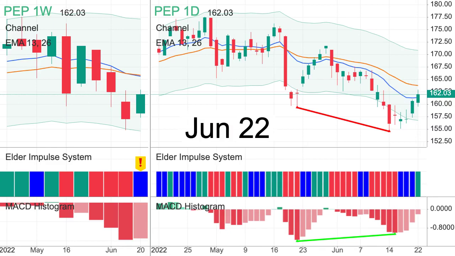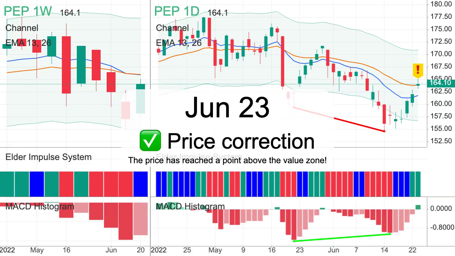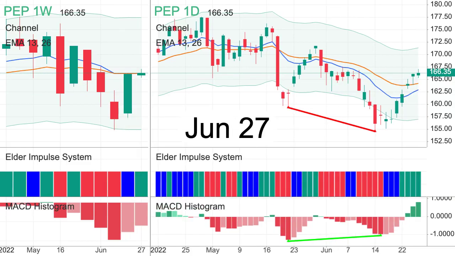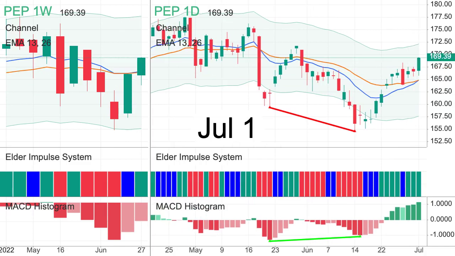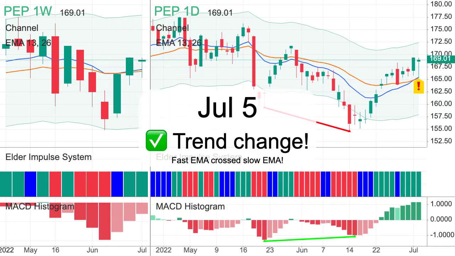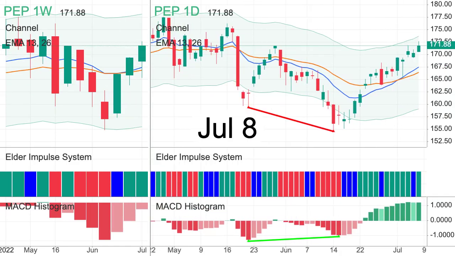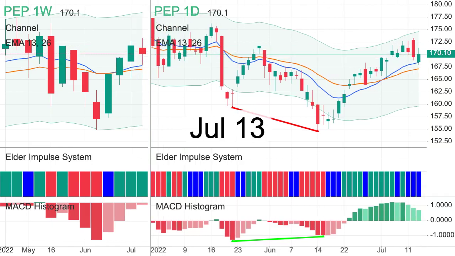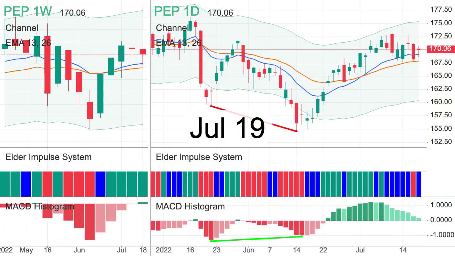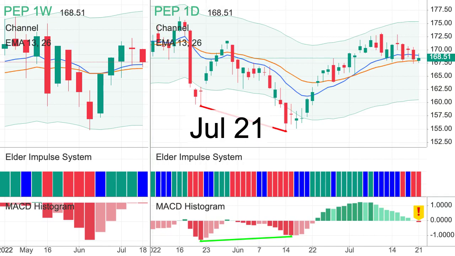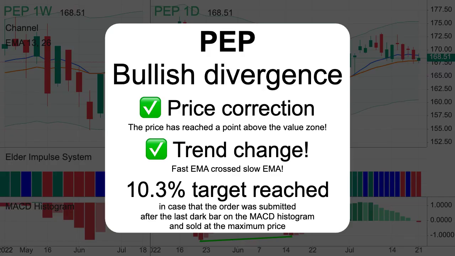There is a blue bar on an elder impulse system on the weekly chart. The price has reached a point above the value zone. Fast EMA crossed slow EMA. MACD histogram crossed the zero line. 10.3% target reached.